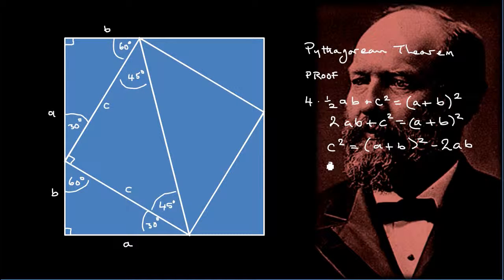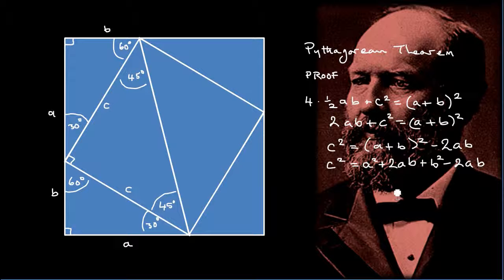Therefore, c squared equals, well, all we do now is expand out this a plus b squared. So if we expand that out, we've got a plus b times a plus b. If we use foiling, first, outer, inner, last, then we'll have a squared plus the outer and inner will give us 2ab, and the last will give us b times b, so b squared, minus 2ab.